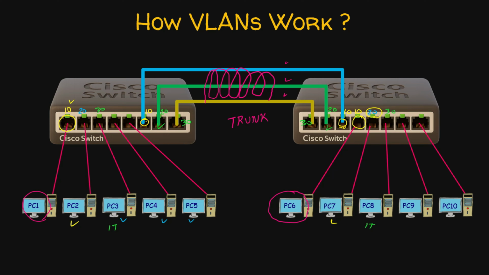So when you call this kind of connection which carries all the VLAN a trunk, what do you call the interfaces which have only one VLAN? That is called an access port. So these ports are called access ports and the interconnected connections are called trunks. Now let's understand what is the access port and what is the trunk port.